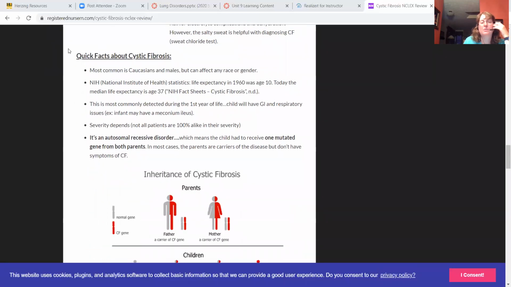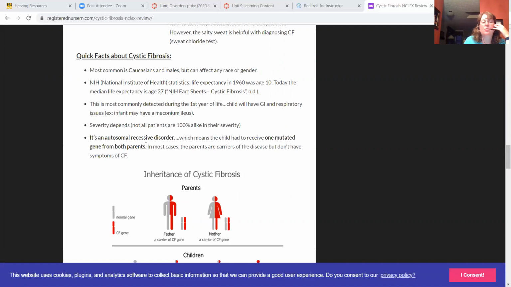All right, so some different facts about cystic fibrosis. It's most common in Caucasians and males, but it can affect any race or gender. The life expectancy in 1960 was only 10 years old. Today, the median life expectancy is 37, which still isn't the greatest, but it's better. This is most commonly detected in the first year of life. The child will have GI and respiratory issues. And then severity depends. Not all patients are 100% alike in their severity.